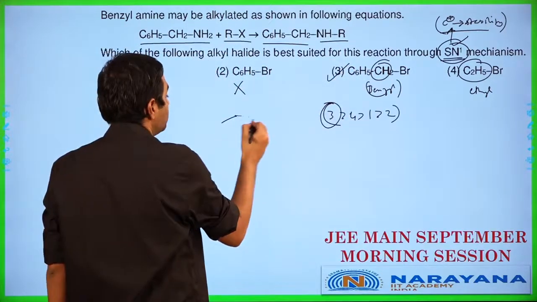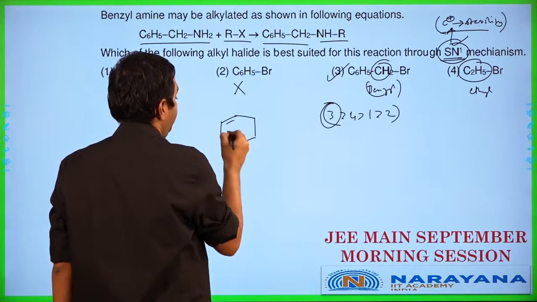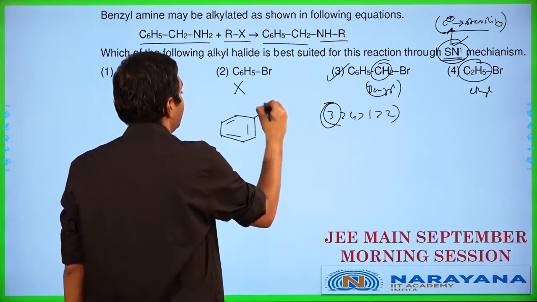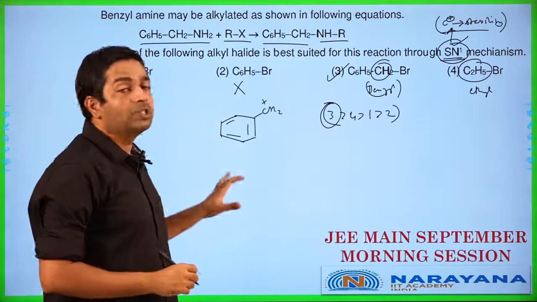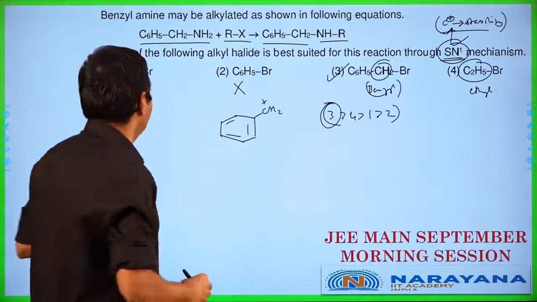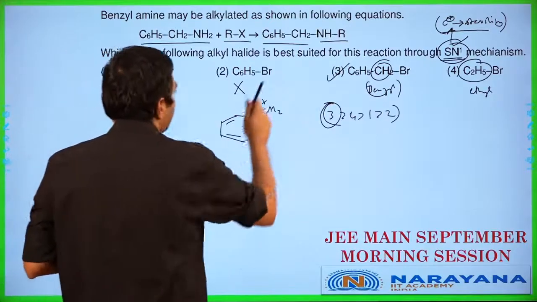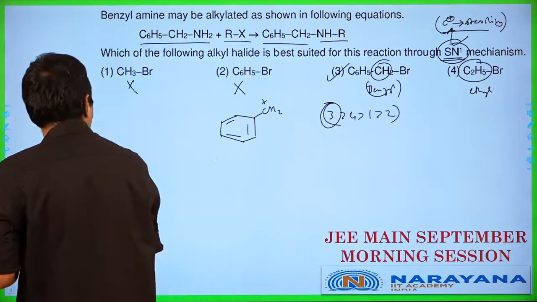Benzyl carbocation is going to be stabilized by resonance. This is the benzyl carbocation. It is going to be resonance stabilized in this particular case, which is obviously going to be very good in this scenario. So for this particular case, the answer is again going to be option 3. Let's get to the next one.